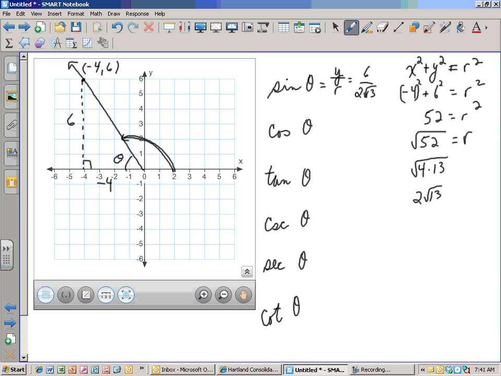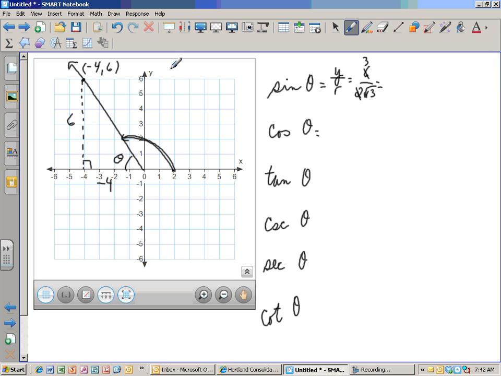2 and the 6 can reduce, can't they? 2 and the 6 can reduce to 3 over the square root of 13. I'm going to leave it like that for now. Cosine is the x value. Let me rewrite that. As 3 over the square root of 13. And that's what sine is.